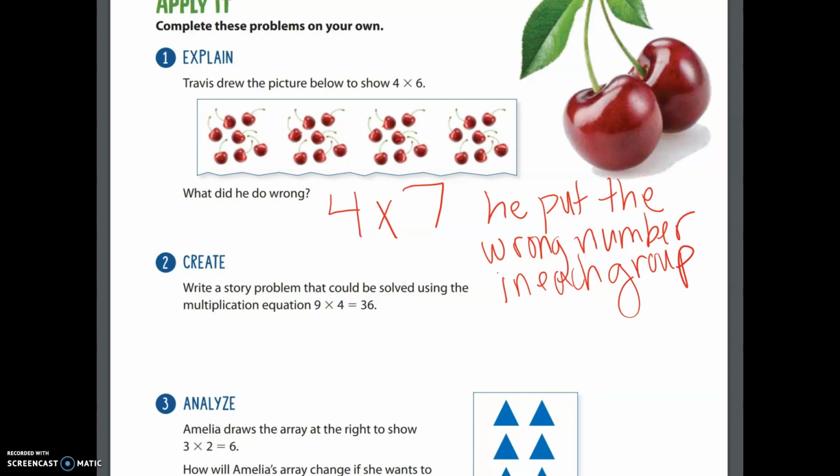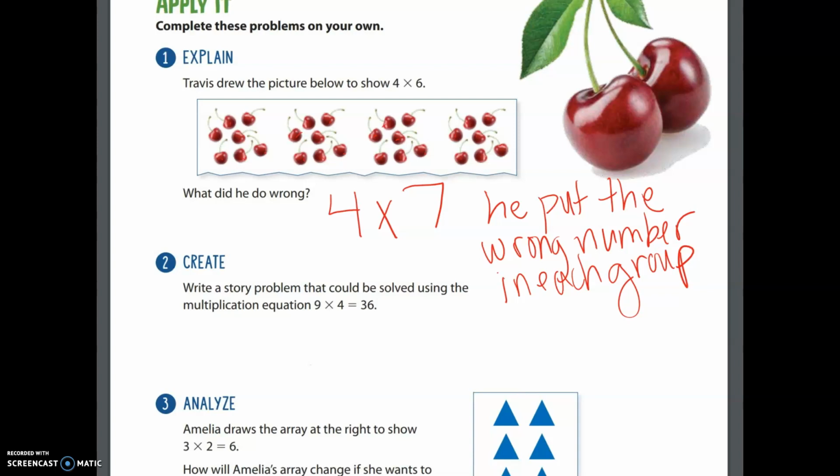So then it wants you to write a story problem that could be used solving the multiplication equation. 9 times 4 equals 36. So this means 9 groups of 4. So we need to have 9 groups, but we want to do a story problem, so we actually don't want a picture. We already know the answer, but what could we put in 9 groups that would be 4 objects?